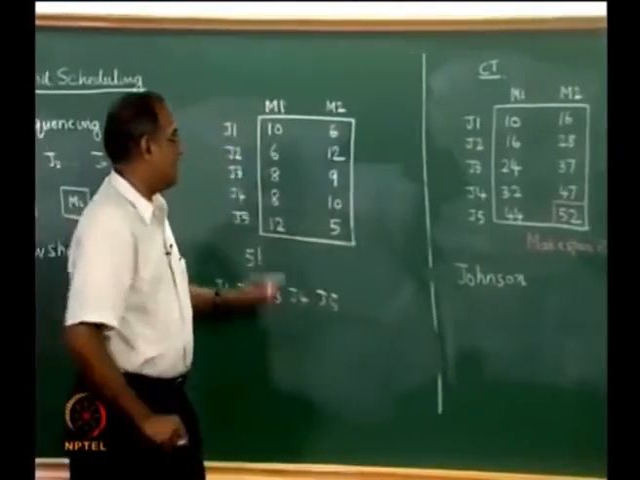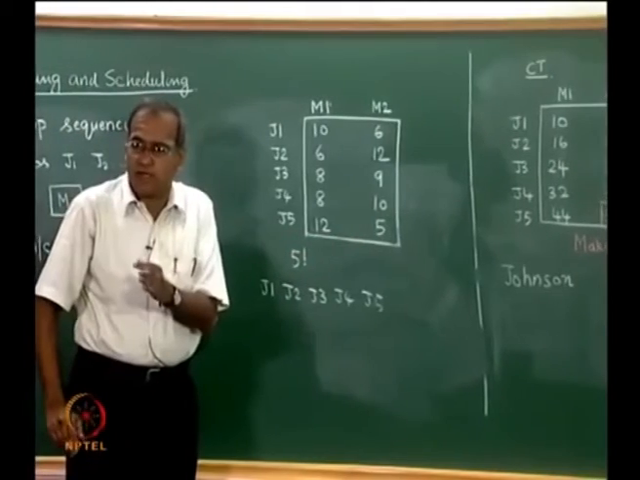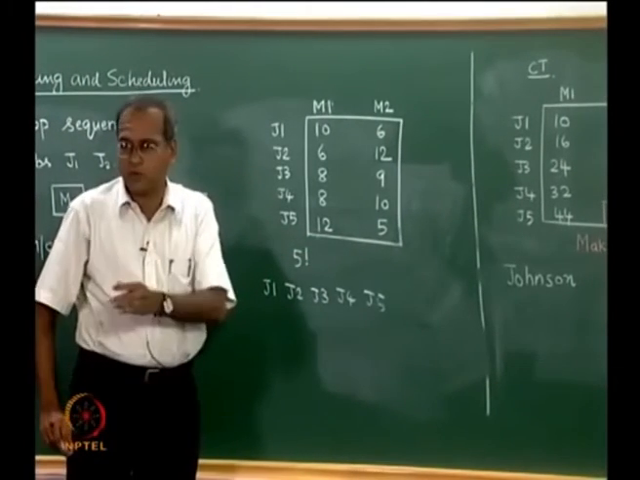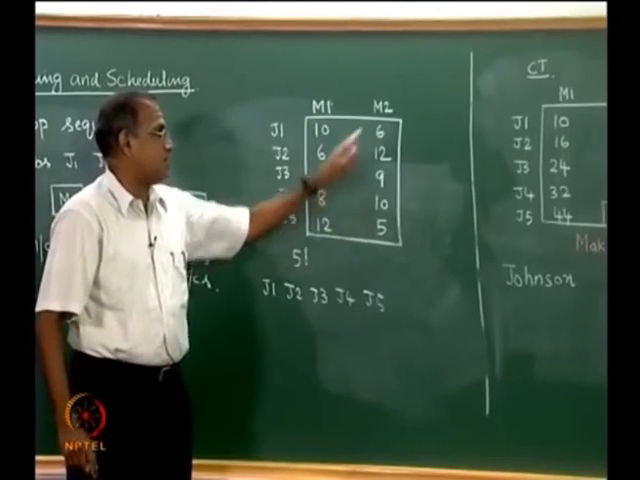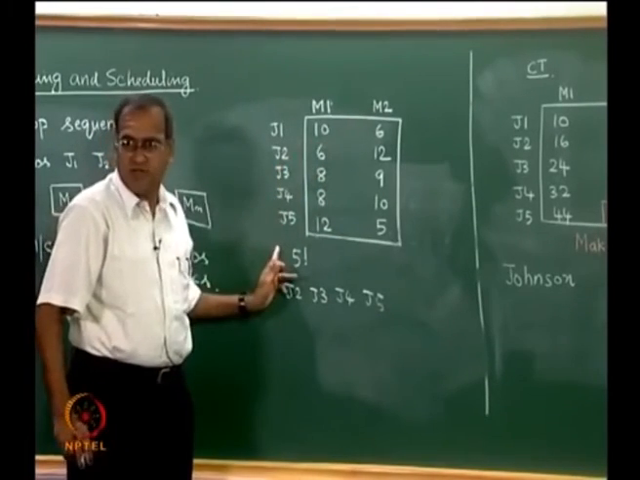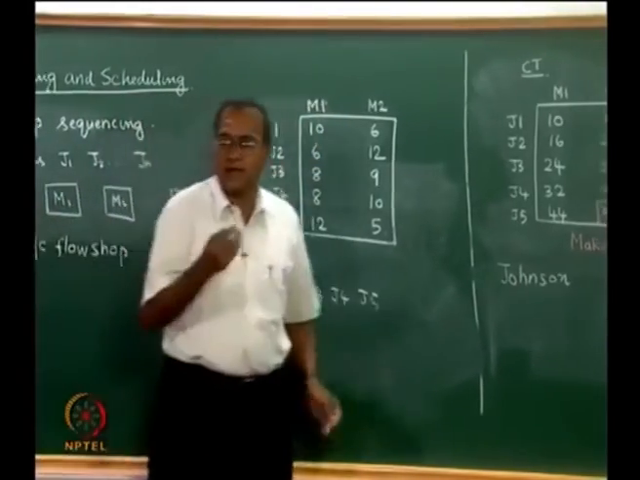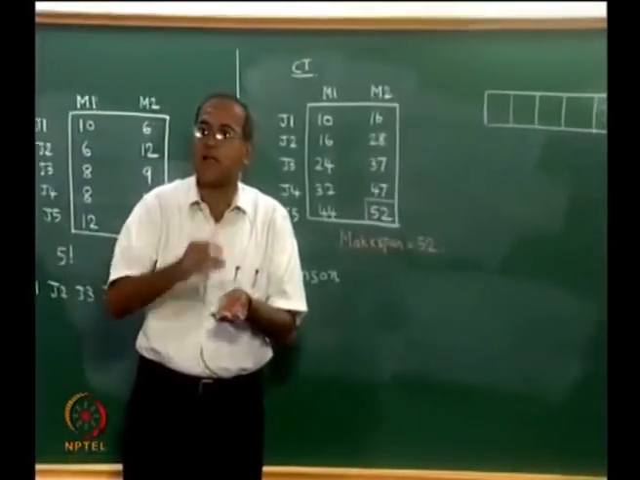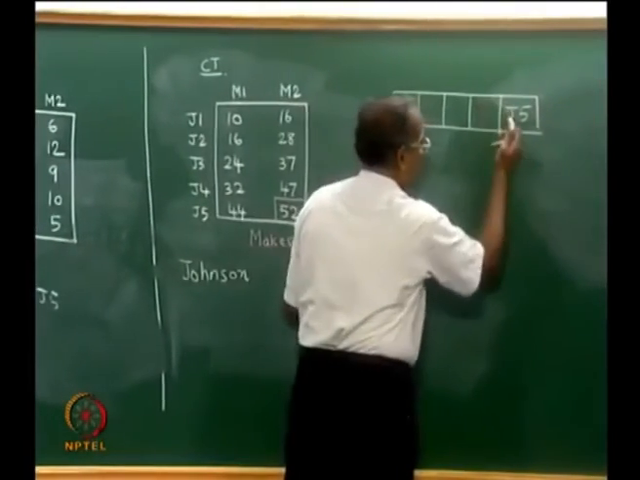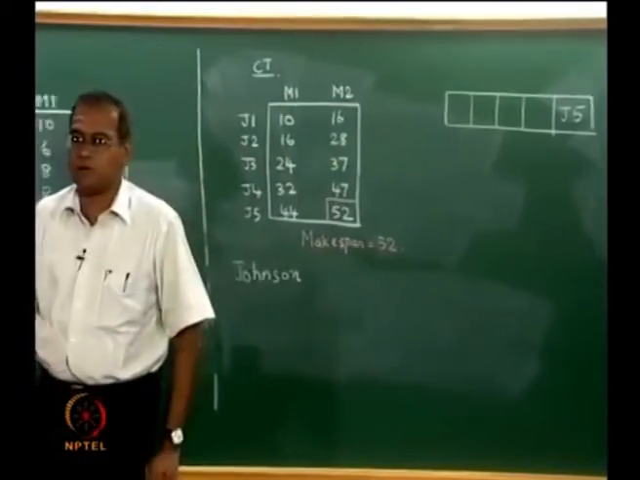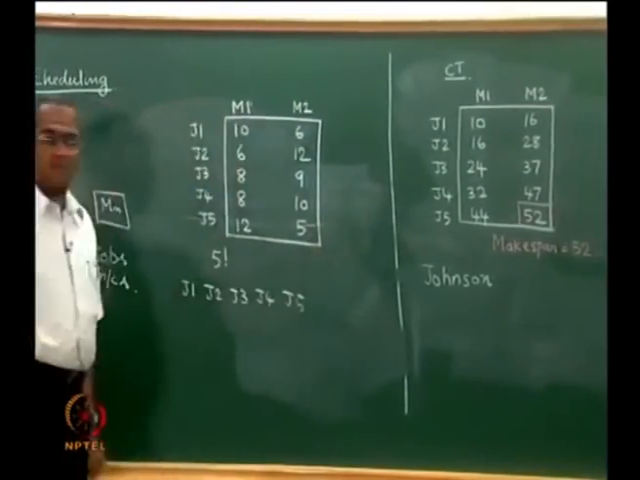Once again, look at the smallest number, which is 5, and check whether it is on M1 or M2 and for which job it is. In this case, the smallest number is on M2 and it is for J5. Since it is on M2, come from the right and write that job in the first available position from the right. The first available position from the right is here, so J5 goes here. Now, remove this job from the list.